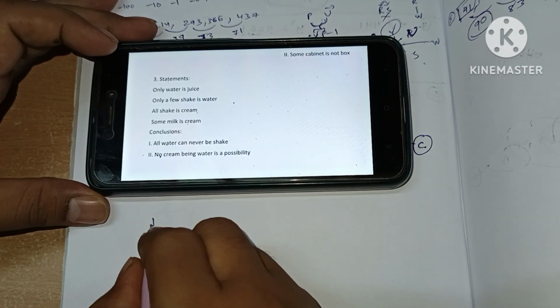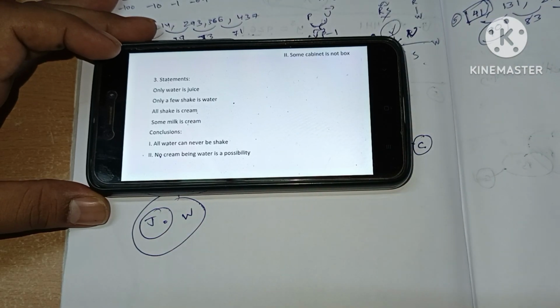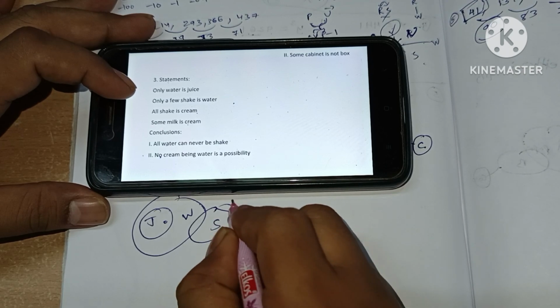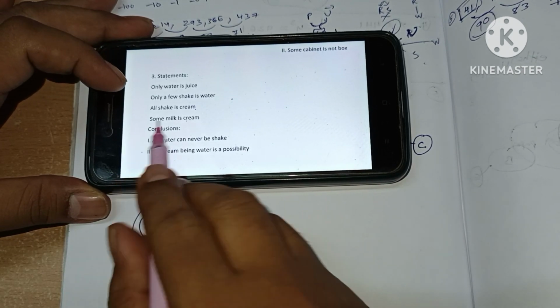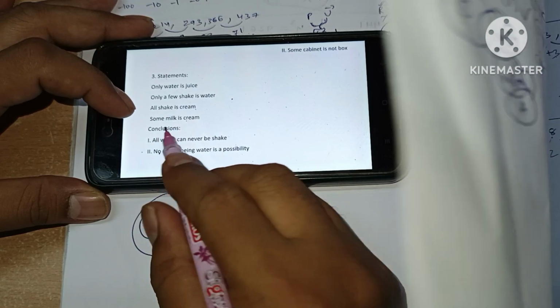Only water is juice. So juice is placed inside water and doesn't share with anything except water. Only a few shake is water. All shake is cream. Some milk is cream.